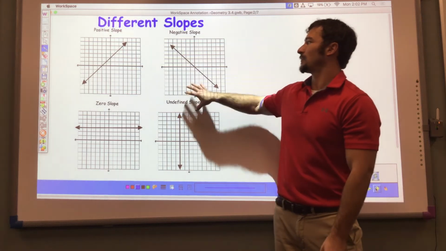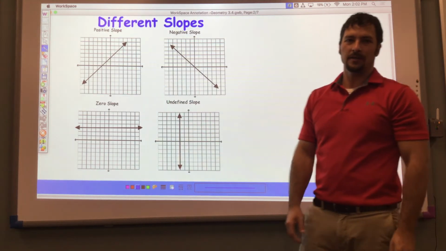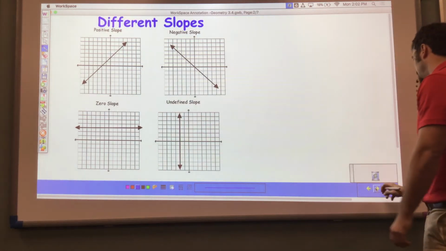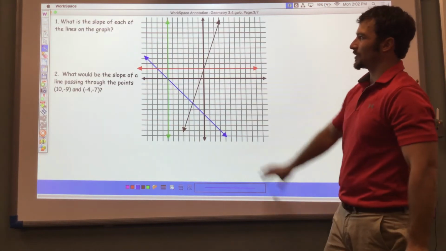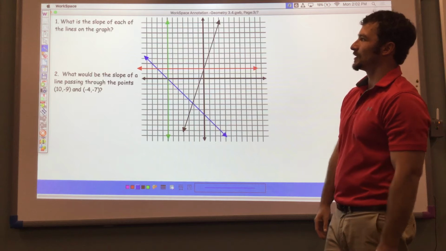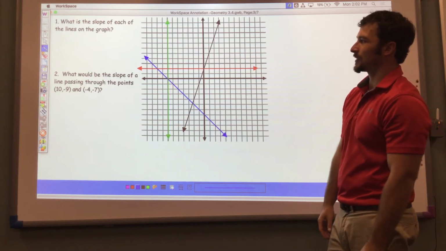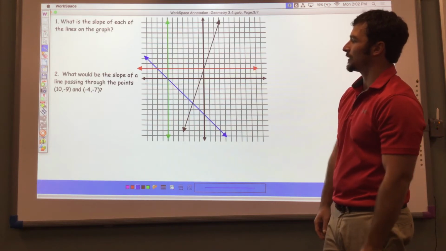So eventually you're gonna need to be able to write equations of all of these different types of lines. But today we're just looking at slope. So here we're supposed to find the slope of each line. So let's start with the ones you should be a little familiar with.